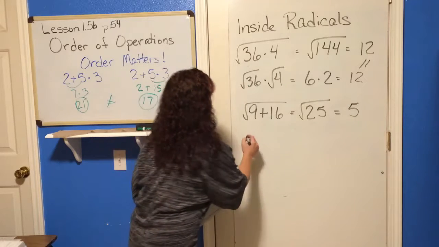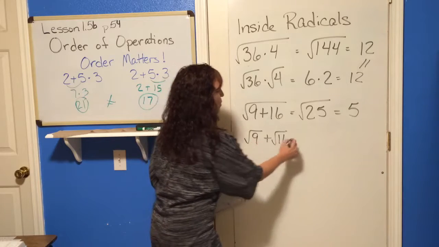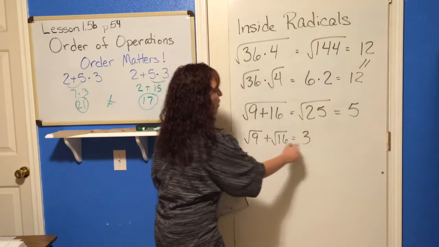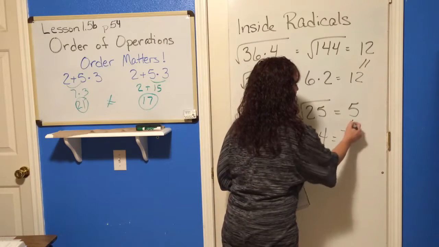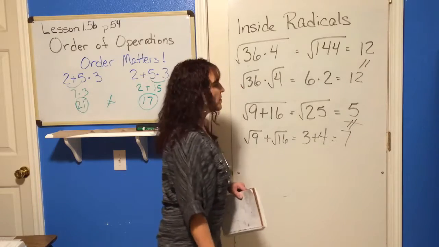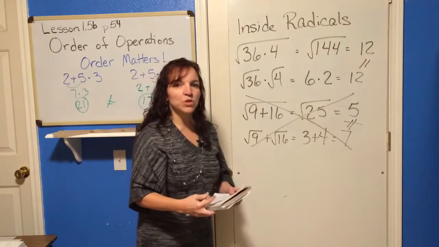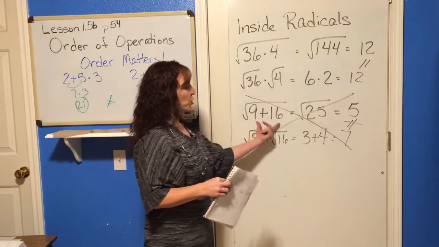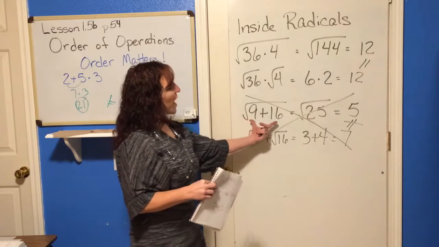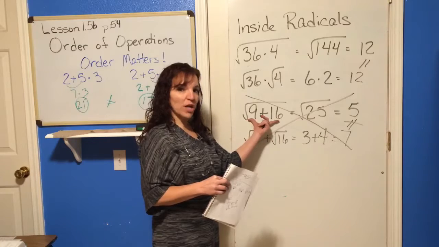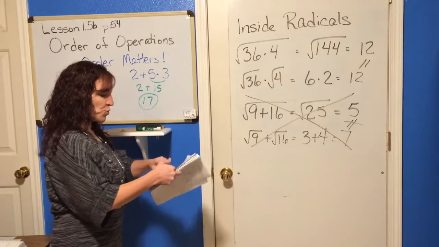So let's see if it works the other way, because we have a perfect square and a perfect square. So the square root of 9 is 3. The square root of 16 is 4. 3 plus 4 is 7. Not equal. So this will not work. Make sure that if you're adding under a radical, you have to add it first. You can't take your square root first and then add your square roots. So if you've got an addition problem or a subtraction problem under your radical, make sure you do that addition or subtraction first.